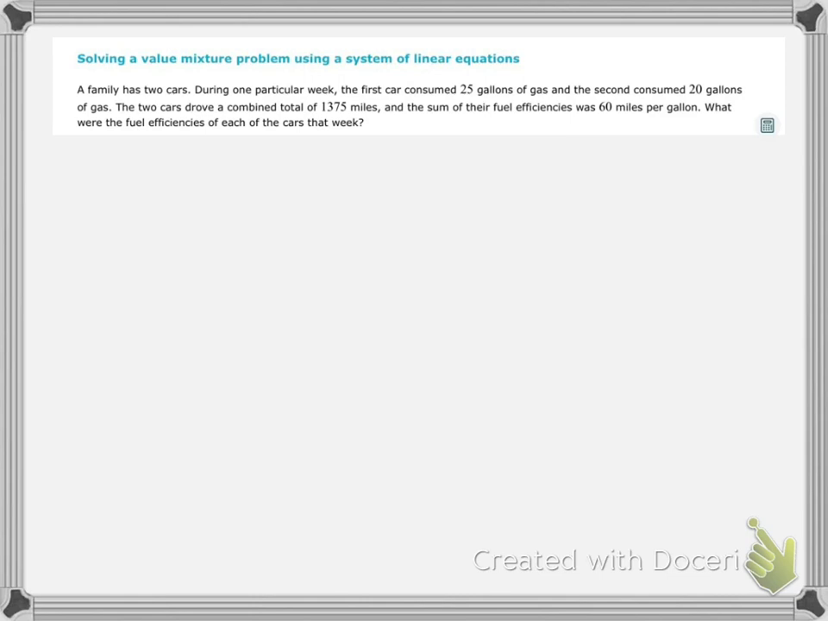So let's see what I want to look at here. I guess this one would be as good as any. A family has 2 cars. During one particular week, the first car consumed 25 gallons of gas, and the second consumed 20 gallons of gas. So I think what I'm getting here is my first car, which I'll call A, and my second car, which I'll call B. Might be wrong about that, but I think that's probably going to be what my variables are. The 2 cars drove a combined 1,375 miles. So I'm going to have a car A and a car B. How far did car A drive? How far did car B drive?